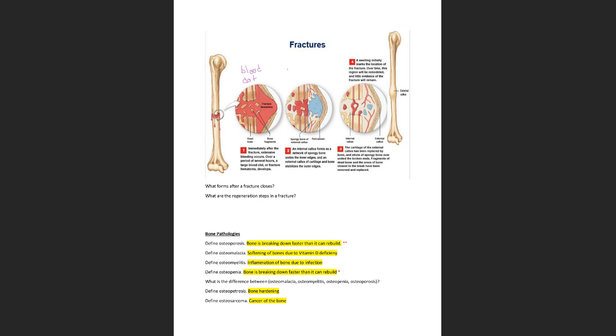Second step, we have an internal callus that forms, which is cartilage. The third step, that cartilage, this internal callus, becomes bone, and the blood vessels start going back to where they were.